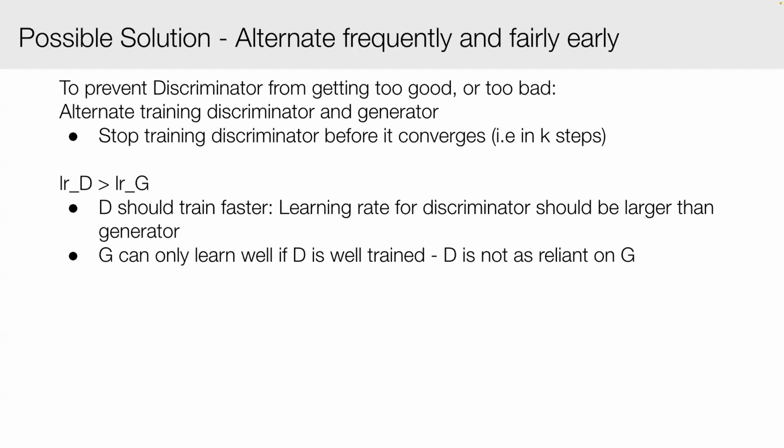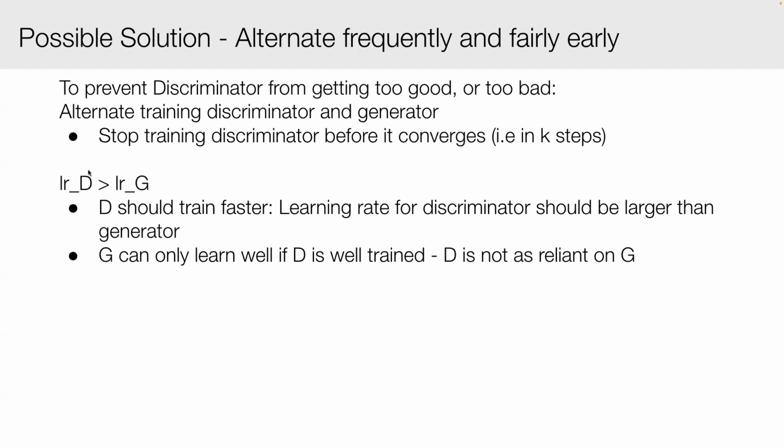Then the generator assumes that the discriminator can tell the difference between real and fake, right? If the discriminator is bad at doing that, then the generator is not learning anything useful. So while we want to stop a little bit early to prevent the discriminator from getting too good, we still want the discriminator to be further ahead in its training than the generator is.